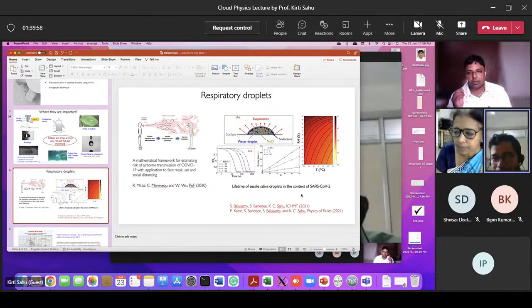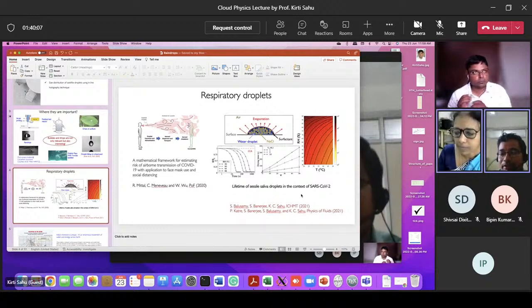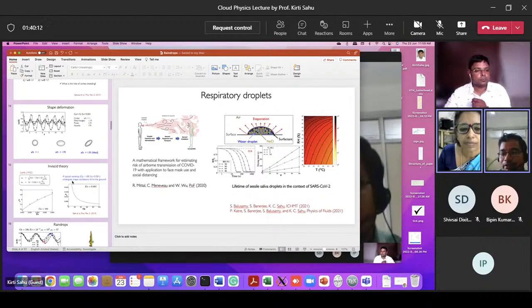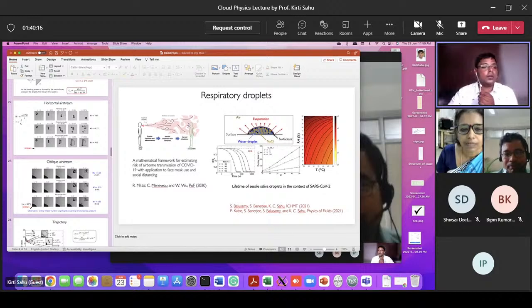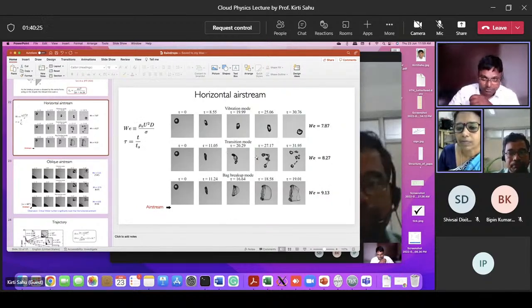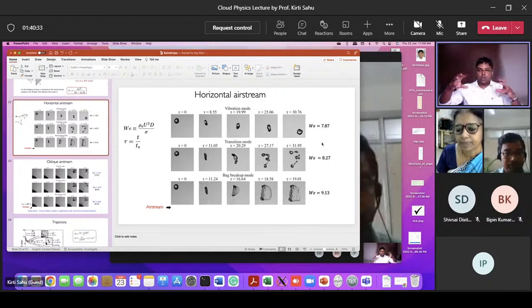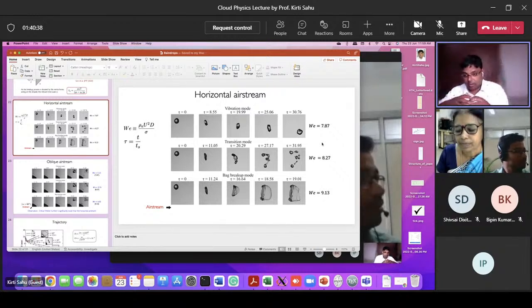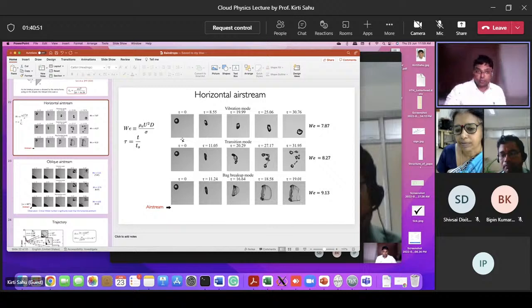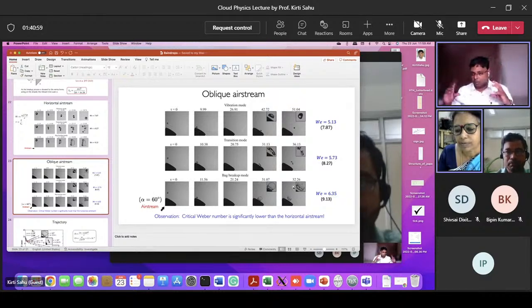Then there is another question from Dr. Praveen Punde. He's asking, with increasing diameter at 0 angle, the bubble size increases, while at 30 and 60 degrees, bubble size decreases. What causes this? I think he's asking about this case. When it is a horizontal stream, the droplet interacts with the airstream and fragments in a very symmetrical way, and the critical Weber number associated with this breakup is much higher than what you observe in an oblique airstream, particularly because of the instabilities.